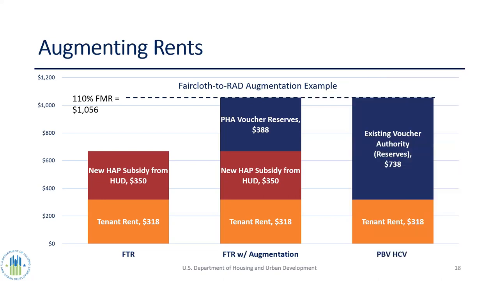Next slide. And to further illustrate the benefits of using Faircloth to RAD, the new column that appeared on the far right shows that without the new HAP subsidy generated by the use of the Faircloth to RAD, or that $350 in the red box, the PHA would otherwise be using $738 from existing voucher authority or reserves to bring a new project online.